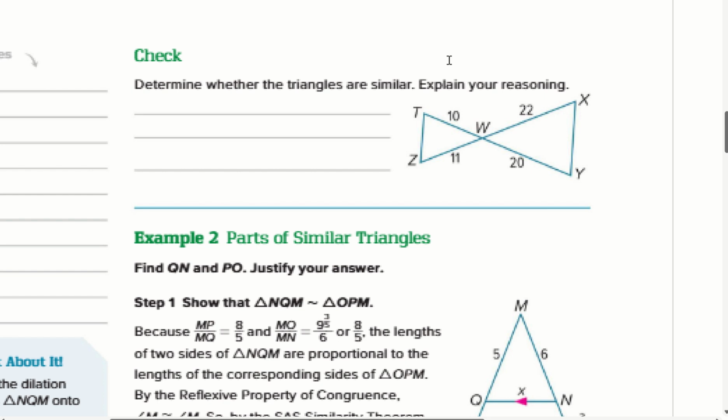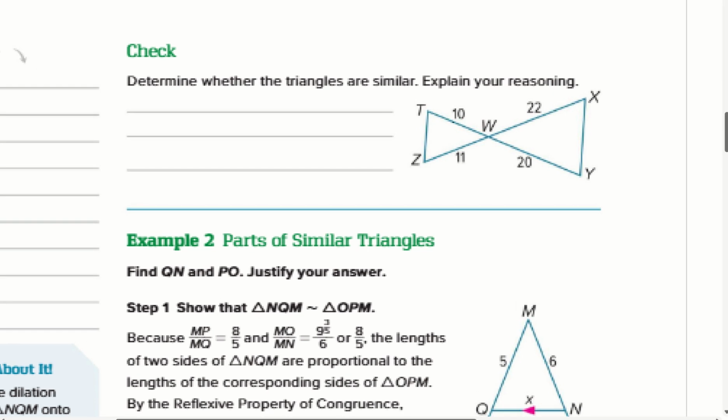All right, so for the check, determine whether the two triangles are similar. Explain your reasoning. So notice first off, right off the bat, you see this X right here. So you should think vertical angles. So these two angles are congruent. So we're going to say those are vertical angles, so these are congruent. So we got ourselves A for angle. And now we need to look at the two sides to see if they're proportional or not.